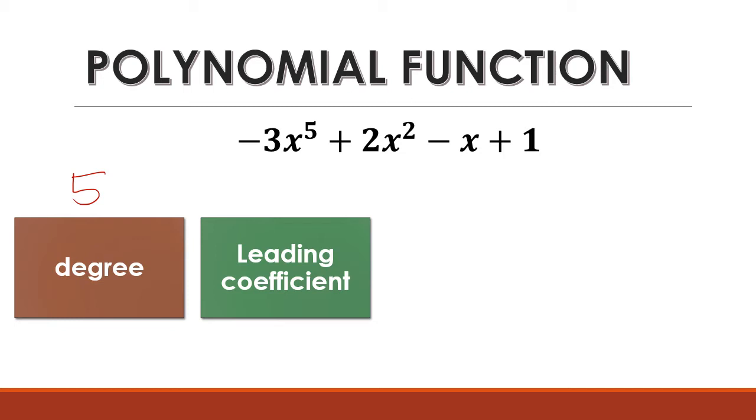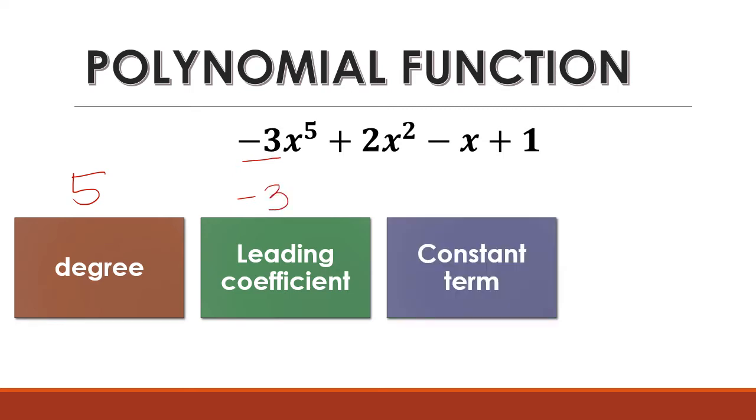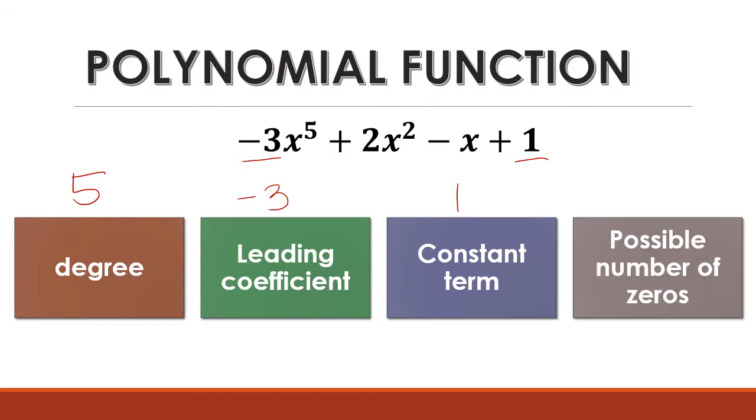So our leading coefficient is this, -3. Constant term or yung number na walang kasamang variable. Yes, we have positive 1. And the possible number of zeros. So, based doon sa ating discussion ng ating grade 10, base sa degree, ilan ang posibleng zeros ng ating polynomial na given. So, since ang ating degree ay 5, so we have at most 5.